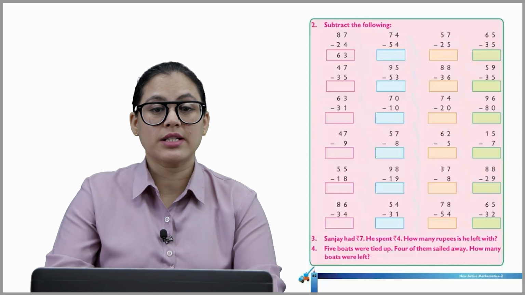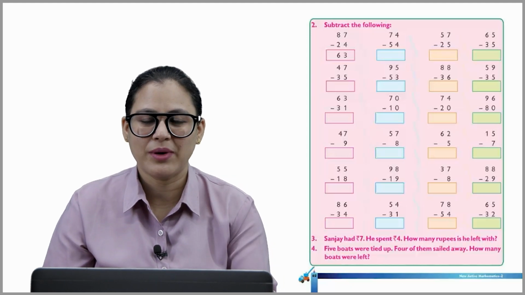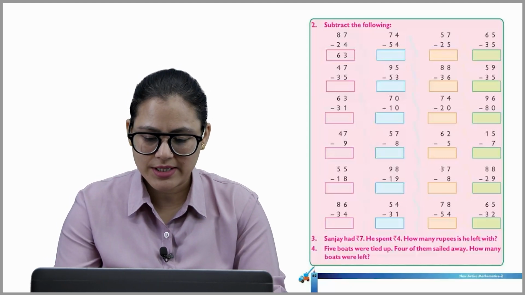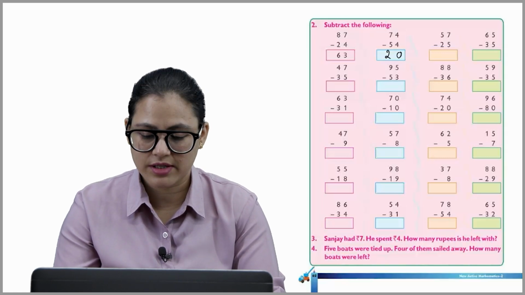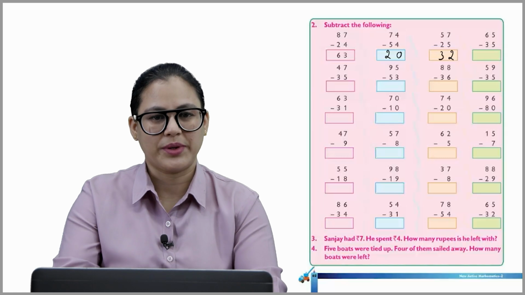Question number 2, subtract the following. One has been done for you. Second one, let's see. 4 minus 4 is 0. 7 minus 5 is 2. 5 minus 2 is 3, right?